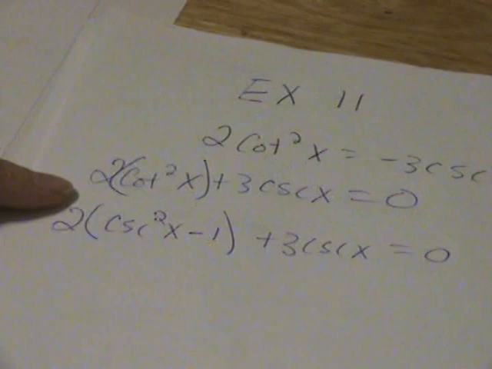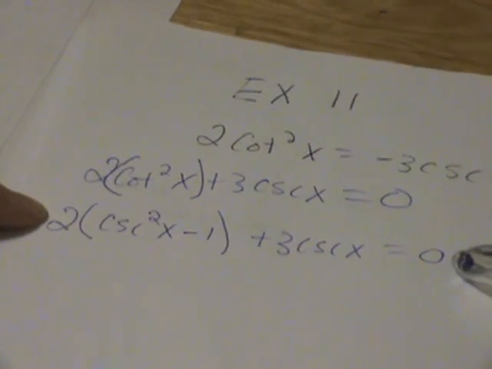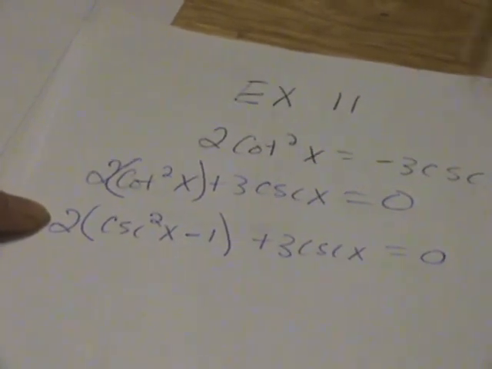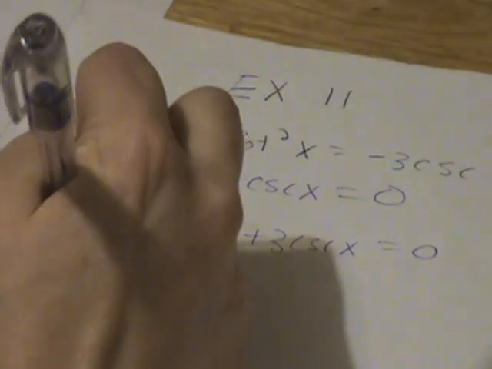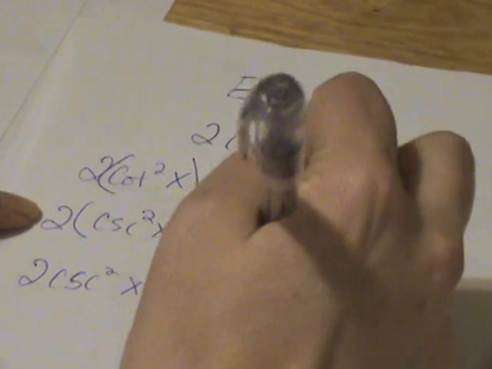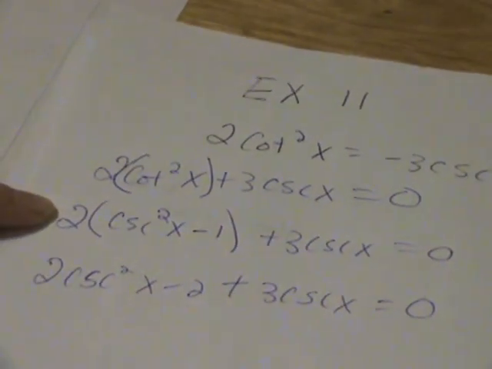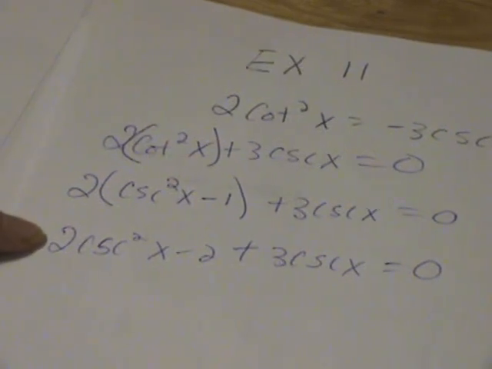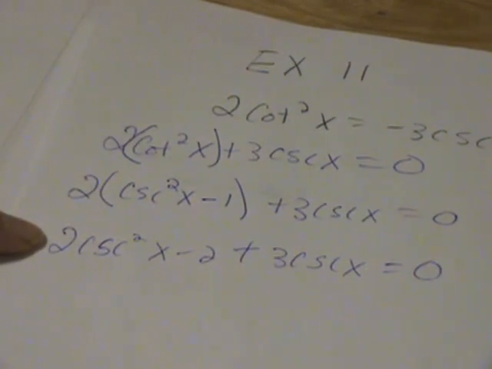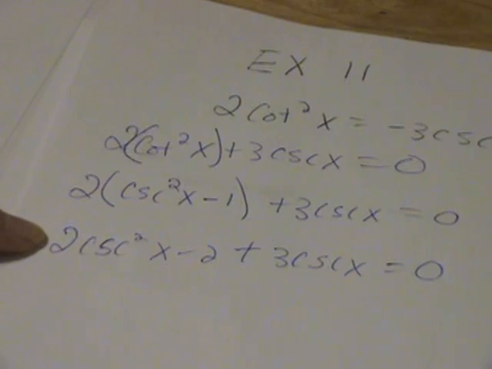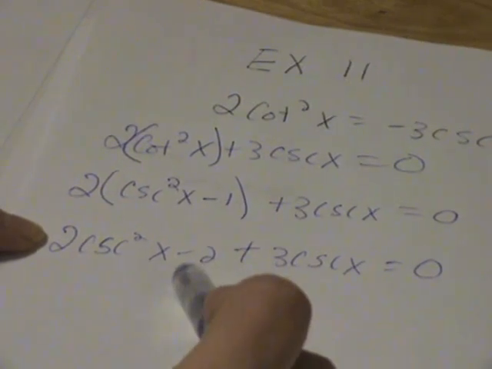Got to put in parentheses. I'm going to have to distribute. Don't forget to keep writing your equals 0. 2 cosecant squared x minus 2 plus 3 cosecant x equals 0. So we distributed. Now what? I've still got a minus 2. I can't necessarily just factor out a cosecant.